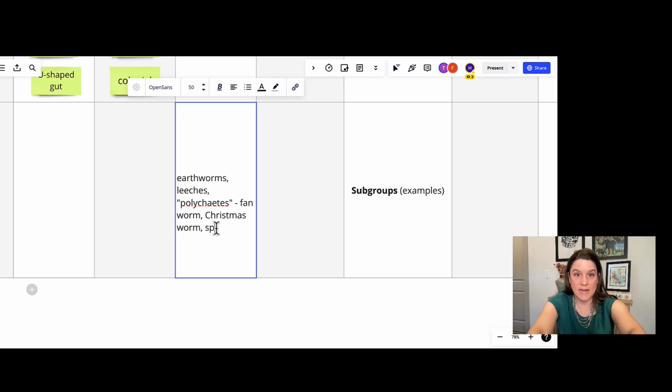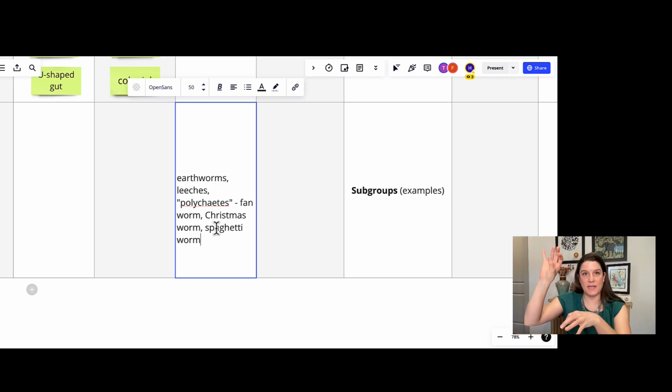We also have spaghetti worms. They have a body, and at the end of them, this is true of the Christmas worm too, they have a puff, like a Christmas tree looking thing, whereas the spaghetti worm has all these little spaghetti looking things at the end. Those are going to be gills for gas exchange, primarily. They might also help them capture food, but that's what they're out there for.